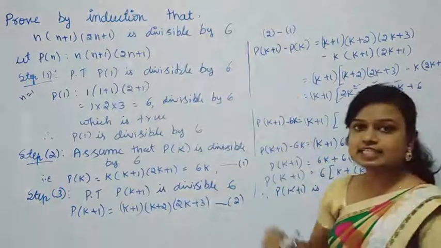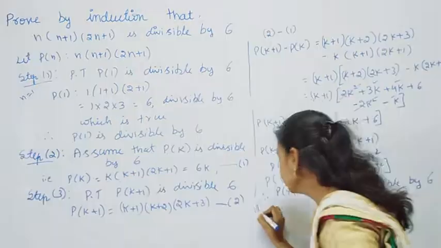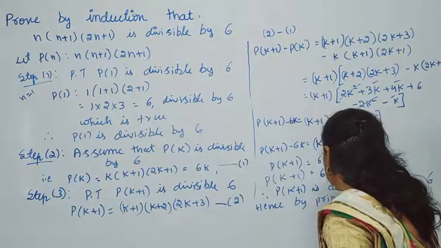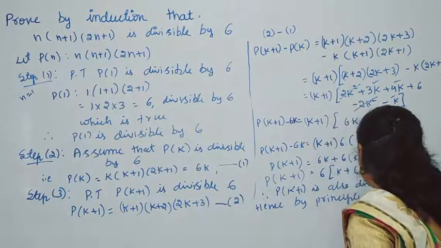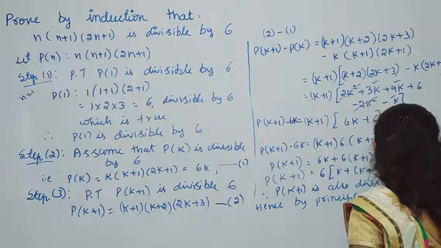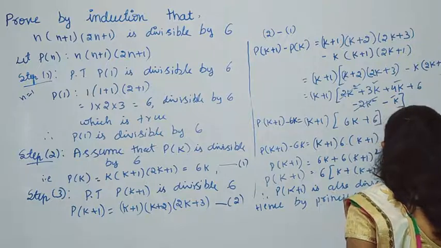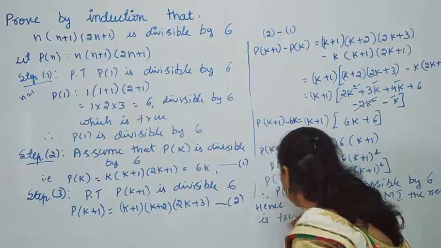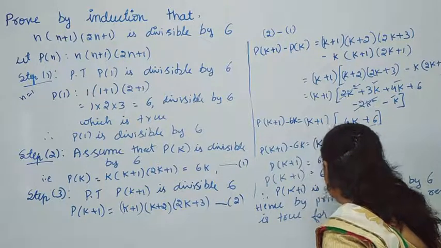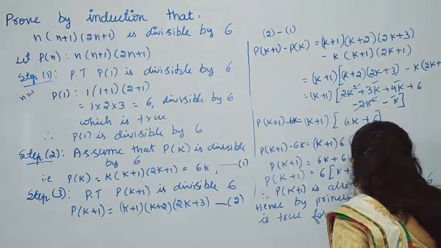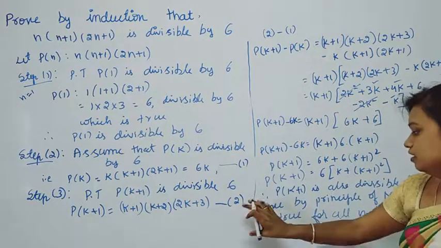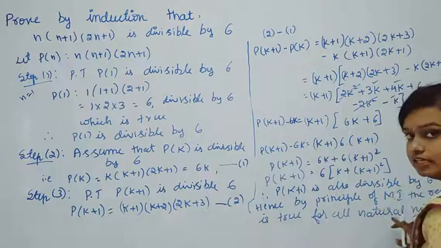So all the three conditions are satisfied, right? Hence by the principle of mathematical induction, the given result is true for all natural numbers. So you have to write this line at the end, you must write this line at the end.